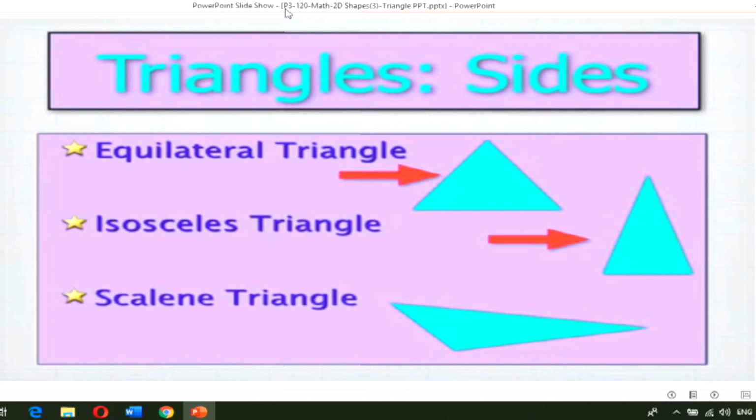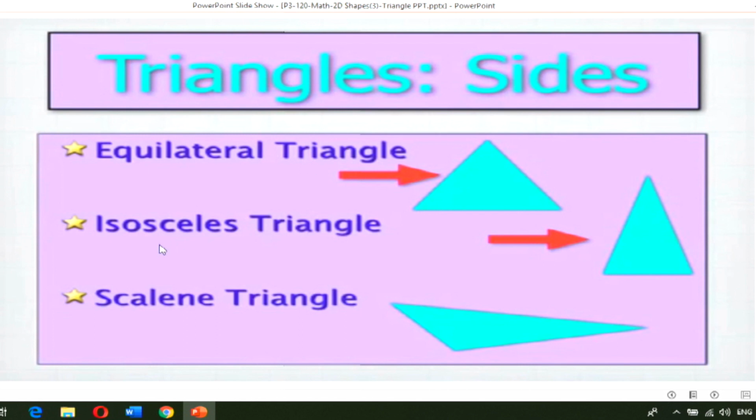There are different types of triangles. So let's take a look at some of the names now. Equilateral triangle. Very good, guys. Equal means all of the sides are the same length. If they're the same, they're equal, which is why that triangle is called equilateral.